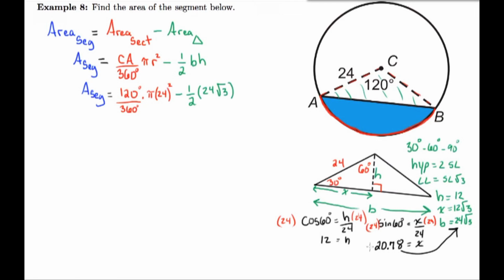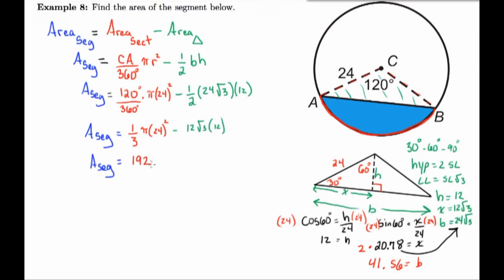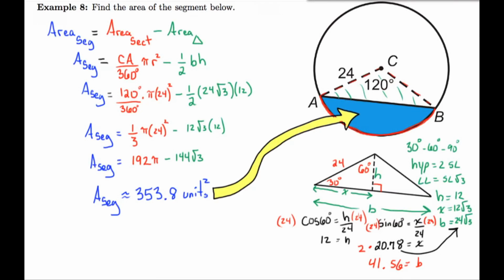If I double that, it'll give me the whole base. I'm going to use my exact measurements from the special triangles in the equation. You can use the decimal rounded number if you wish. So area of a segment is going to be the area of the sector minus the area of the triangle. I simplify the equations, and if I want to round it, I put it in my calculator. I get 353.8 square units. And that's it.